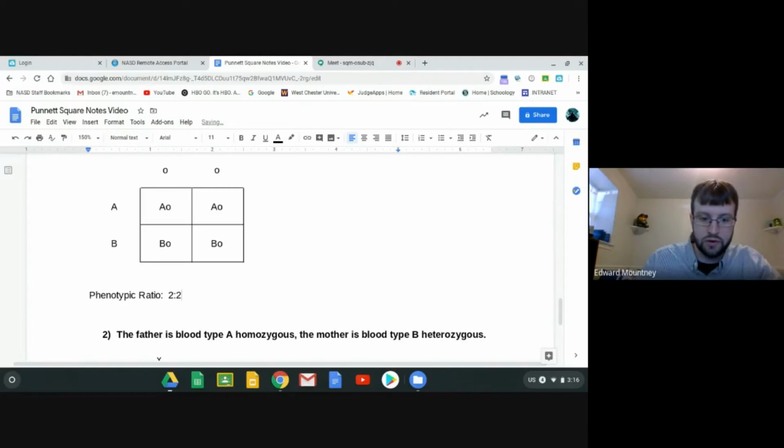So therefore, it is a 1-to-1 ratio of the offspring being A blood or B blood. So the only potential offspring of these two people joining together to make any offspring, their child, will either be a 50% chance of A blood, 50% chance of B blood. Does that make sense?